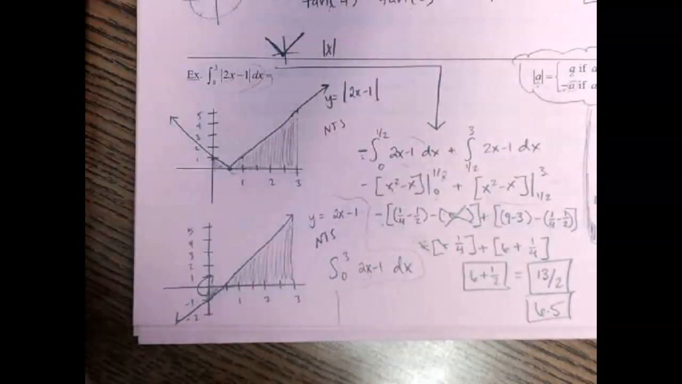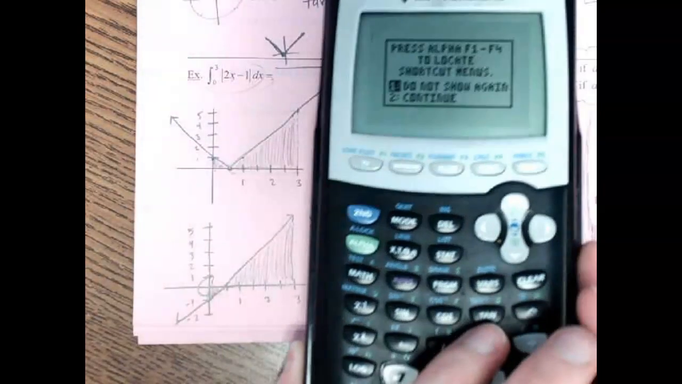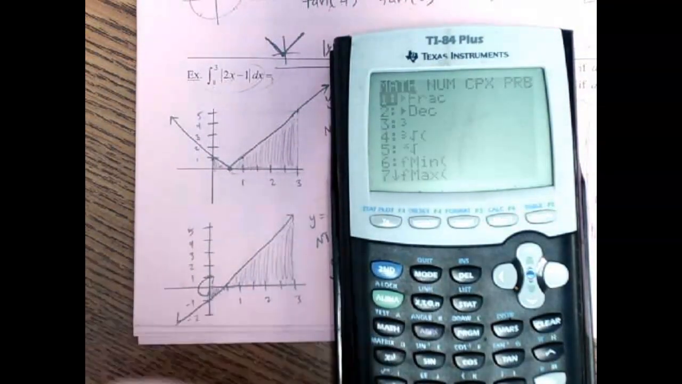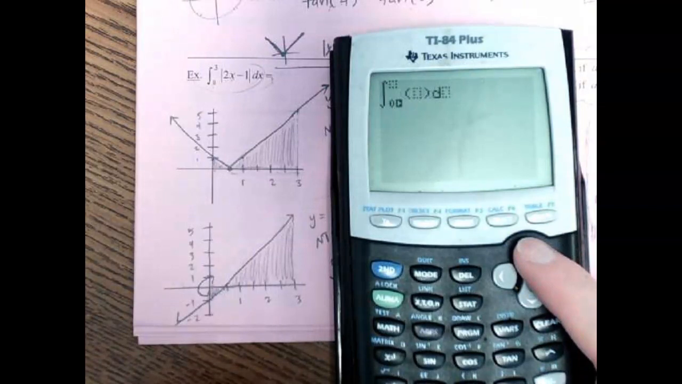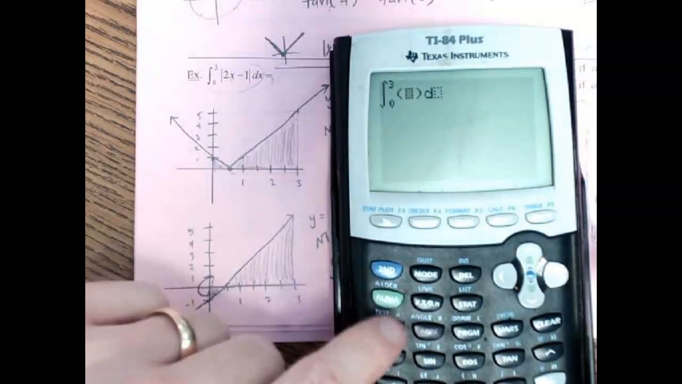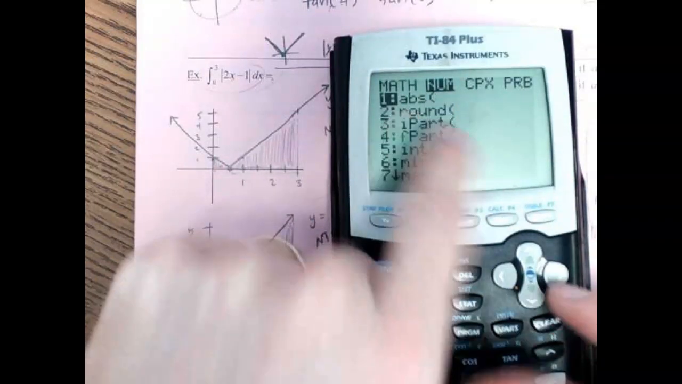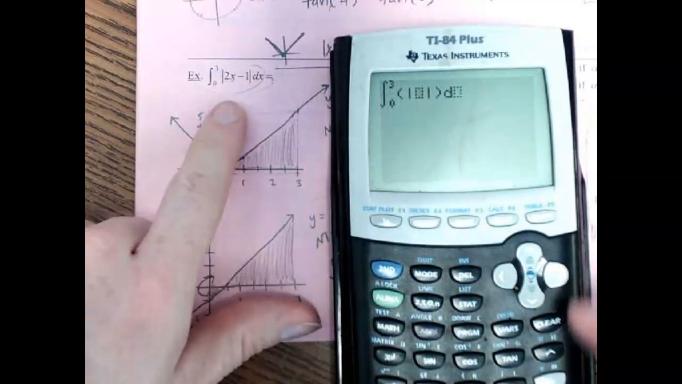Okay, and we could check it, of course, by doing a Math 9 in the calculator. So Math 9, we were integrating from 0 to 3. You can do absolute values. You hit Math, and then you have to scroll to the right. So number, and it's the very first thing, abs. That's how you can get your absolute value bar.